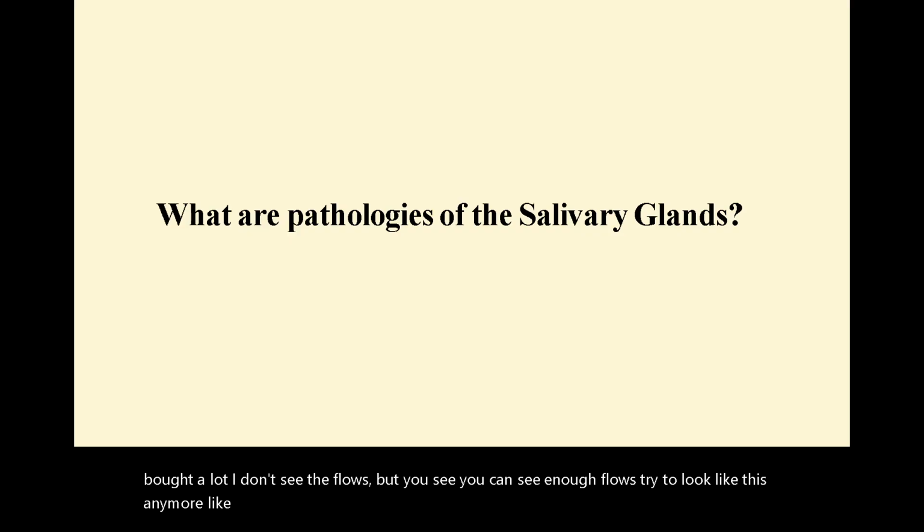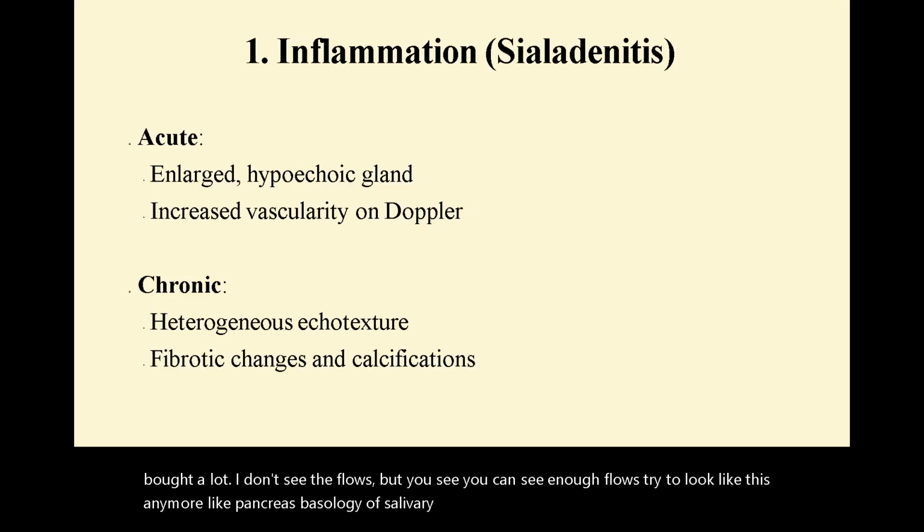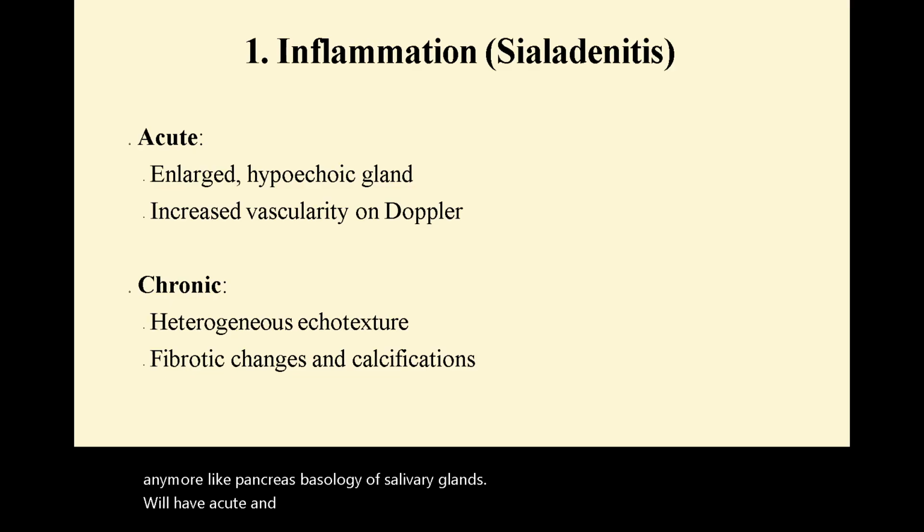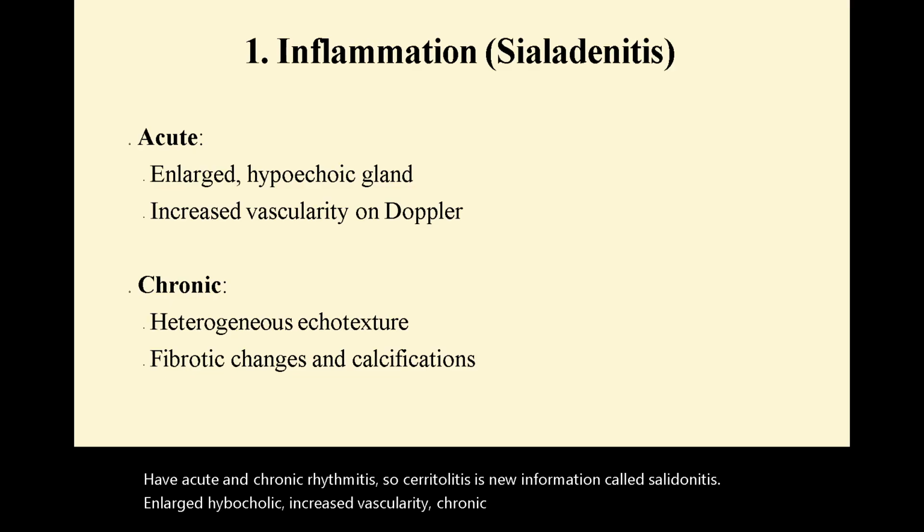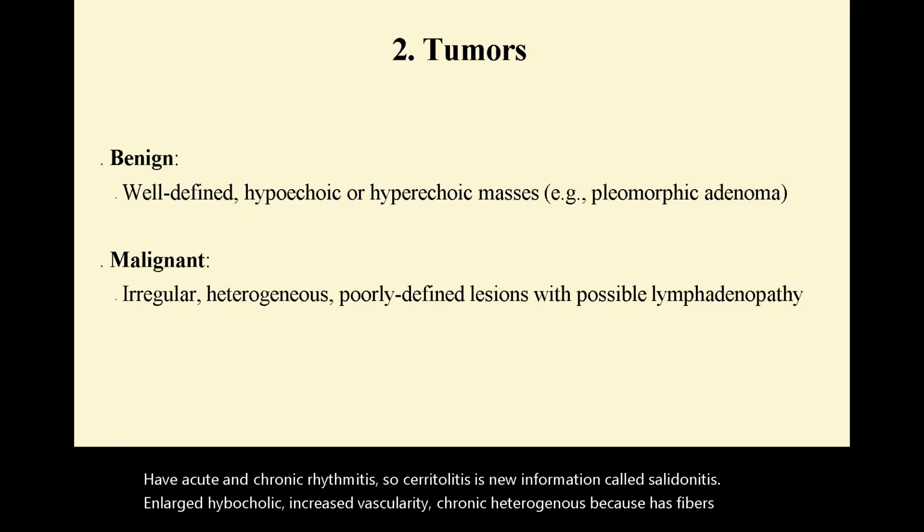Pathology of salivary glands. We have acute and chronic sialadenitis. Sialadenitis means inflammation. Acute: enlarged, hypoechoic, increased vascularity. Chronic: it's going to be heterogeneous because it has fibrosis. It's going to be hyperechoic, with calcium.